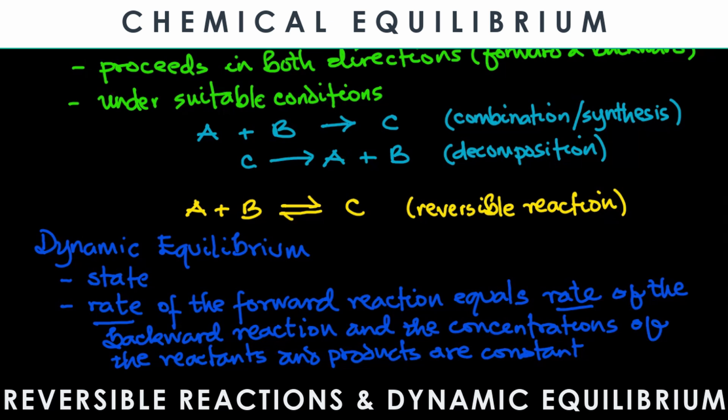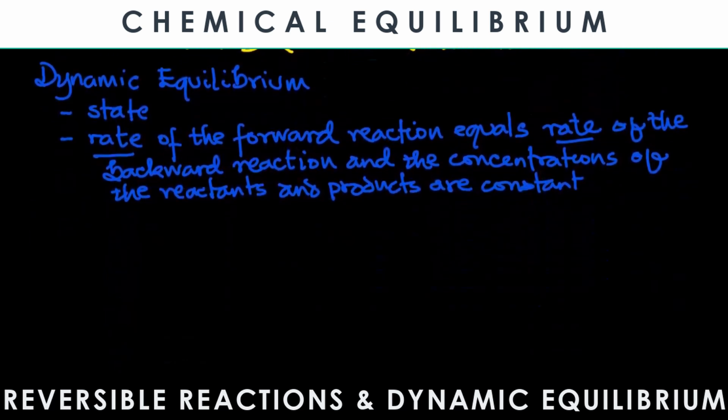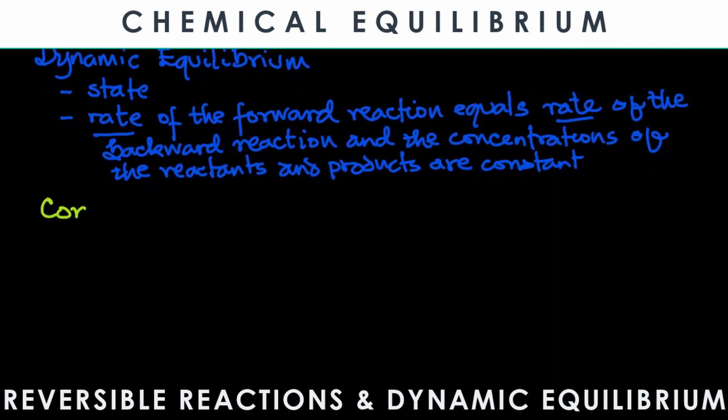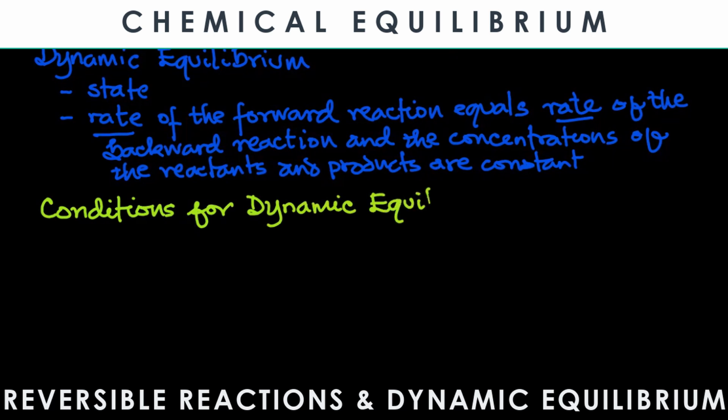So the last thing we'll be looking at is, under what conditions can a system attain dynamic equilibrium? All right, follow me. Conditions for dynamic equilibrium. For a system to attain dynamic equilibrium, first of all, the reaction must occur in a closed system, or the system must be a closed system.